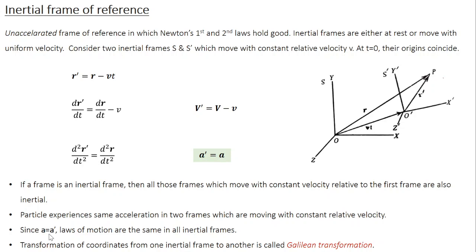Since a equal to a prime, we know the equation of motion F is equal to ma, right? So the equation of motion or laws of motion are going to be same in all inertial frames. Suppose that you want to switch from one inertial frame to another. For example, you want to write x prime in terms of x or x in terms of x prime. This is known as transformation of coordinates, and in the case of inertial frame, you can switch from one inertial frame to another using what is known as Galilean transformation.